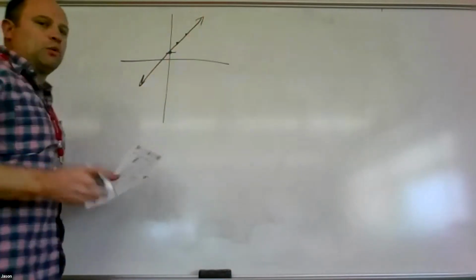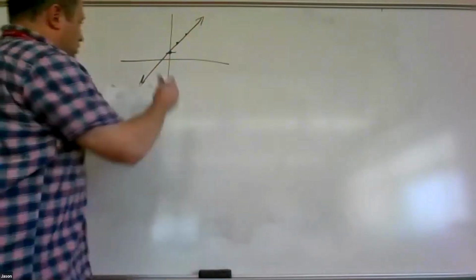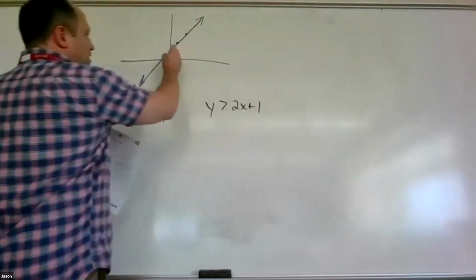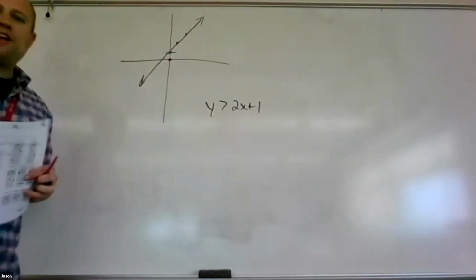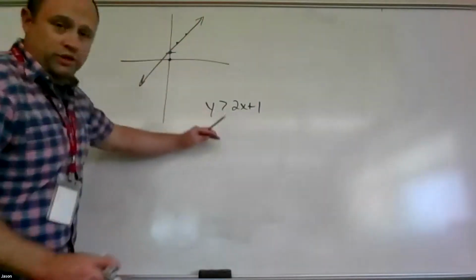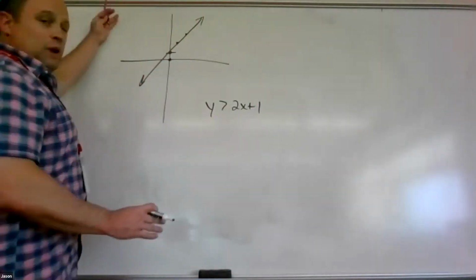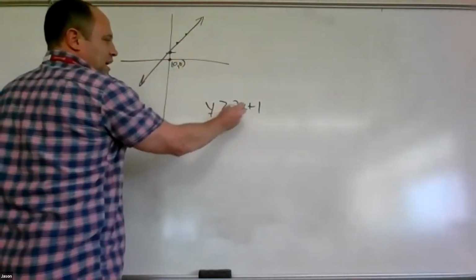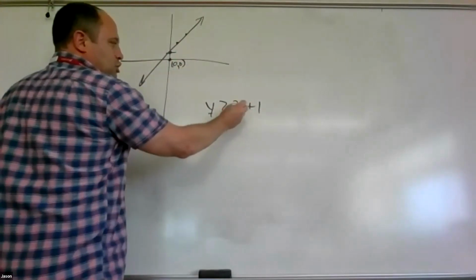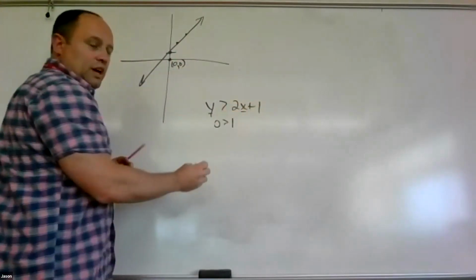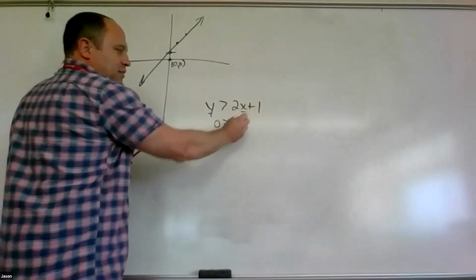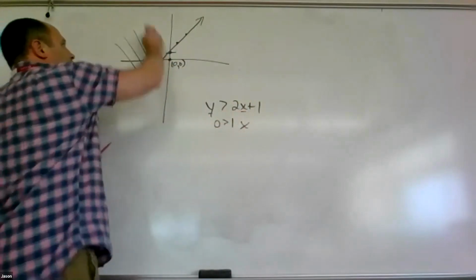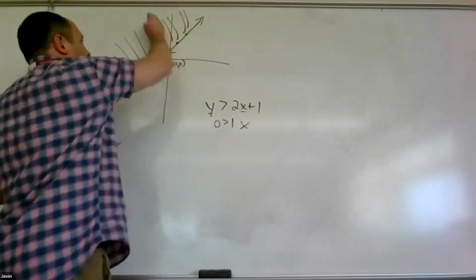Okay, and then I want to figure out which way I've got to shade this, right? So with y is greater than 2x plus 1, I want to test the point 0, 0. If that point works, then I shade towards 0. If it doesn't work, then I shade away from 0. So I plug in 0, 0 into my x and my y, and I get 0 is greater than 2 times 0 plus 1, which is 1. And 0 is not greater than 1. That is a false statement. So that means this is not in the solution. So I would shade in this direction up here.